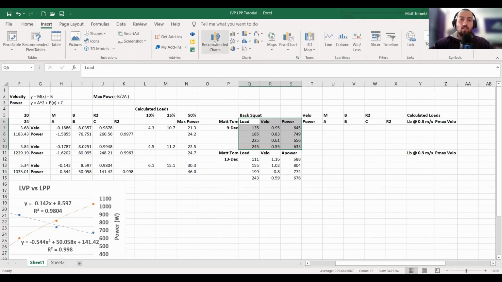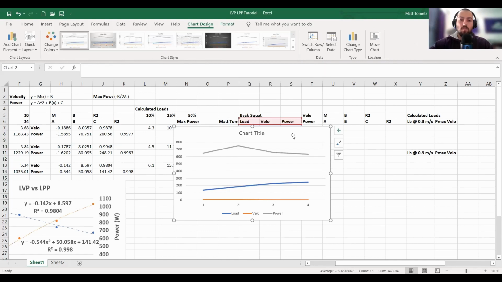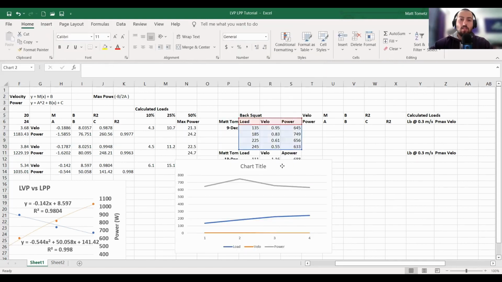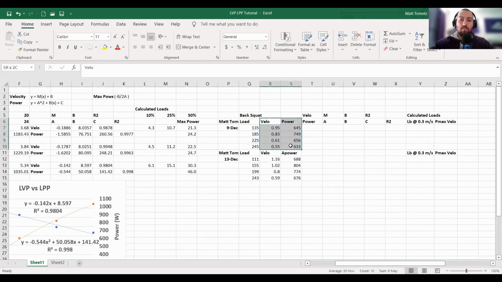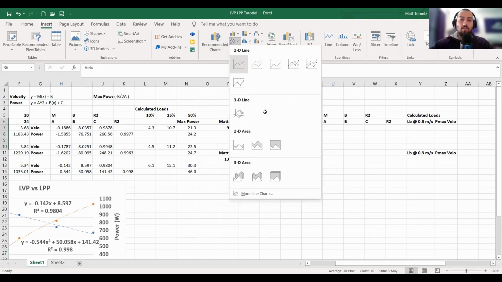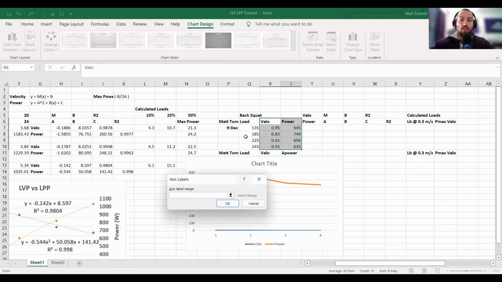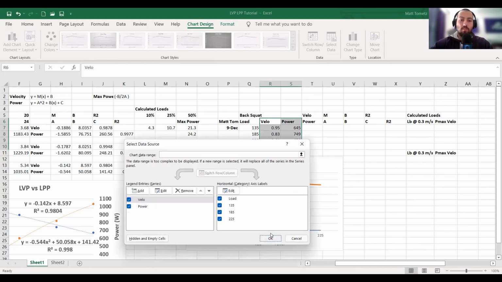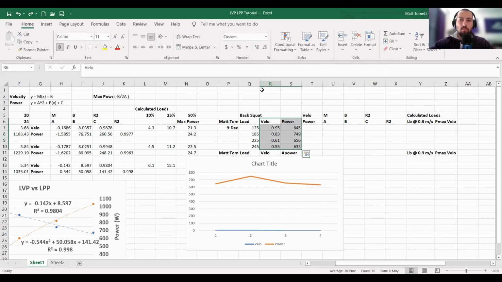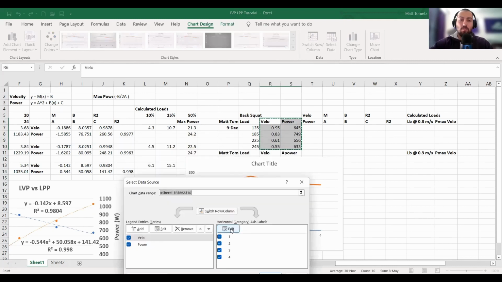insert. Let's do a 2D line because I'm going to have to change this again. All right. So let's do it the same as before, where we only select velocity and power, insert line graph, but now select data. Let's select our x-axis, the actual loads. Okay. So let's select those loads, but not select the thing that actually says load, just the pounds. Okay, boom, look at that.